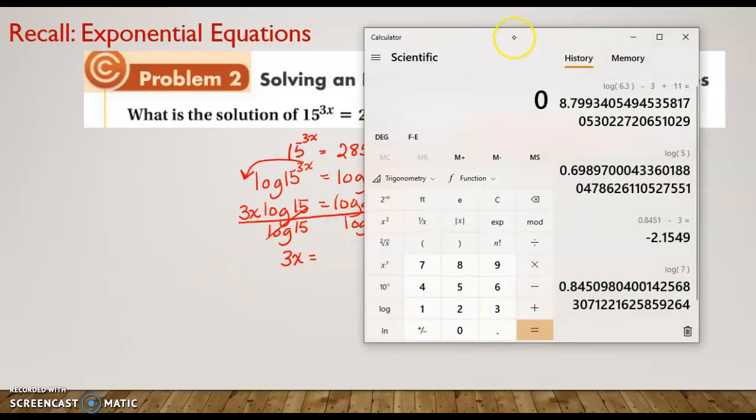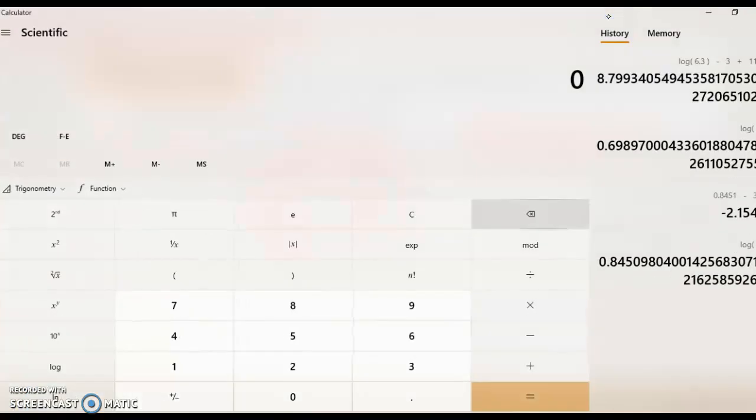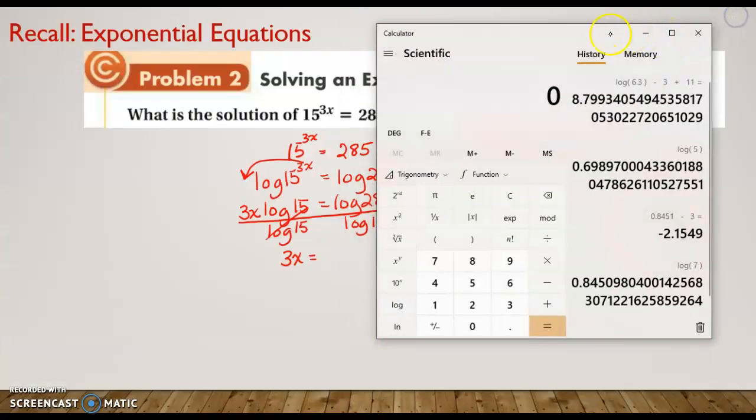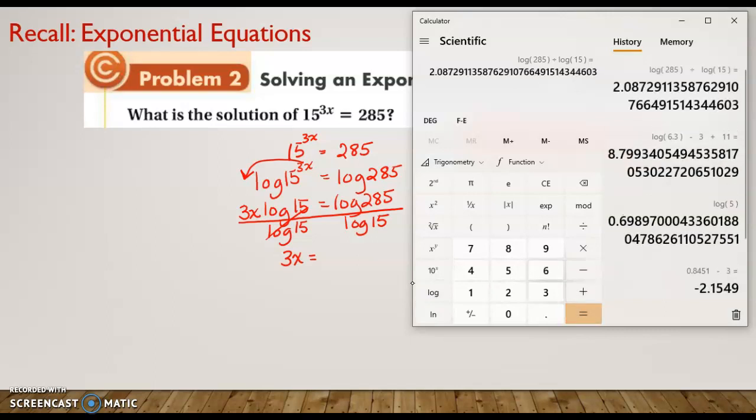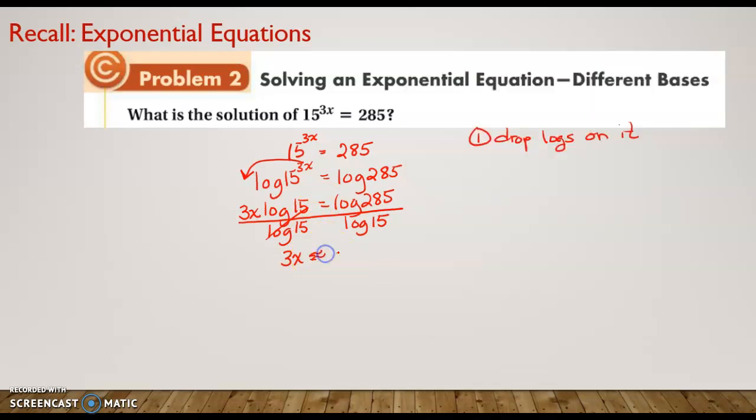So, 285 log divided by 15 log equals 2.1. We'll round it off there. So, approximately 2.1. Then I'll divide through by 3. And that's going to give me approximately, well, actually that'll be exact, but we already are approximate, 0.7.